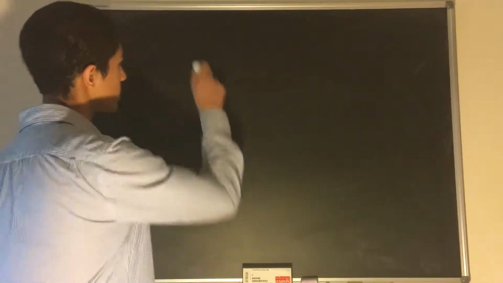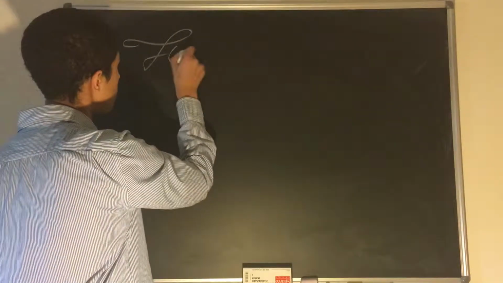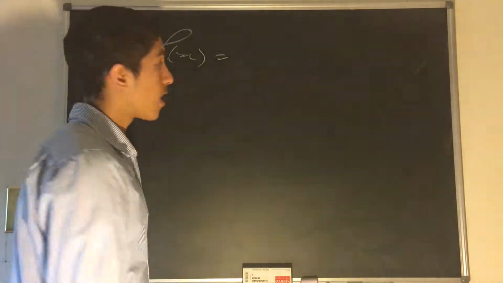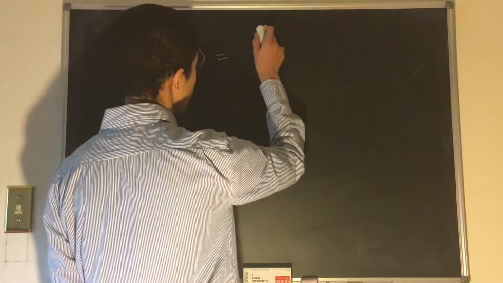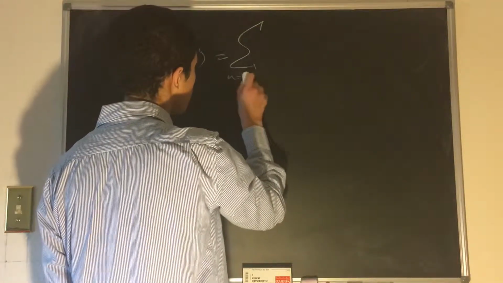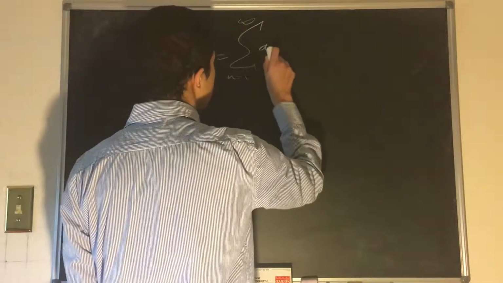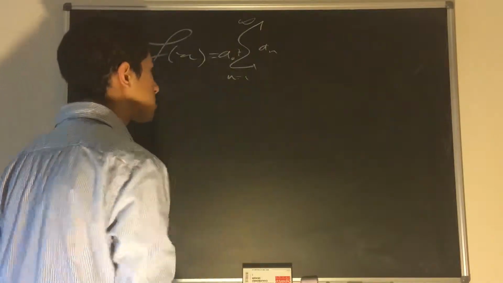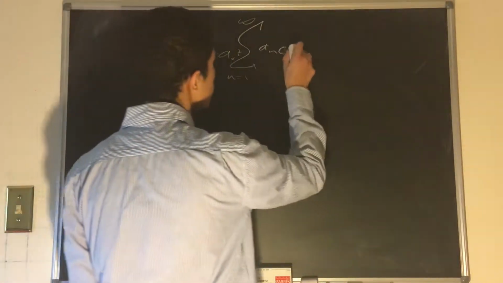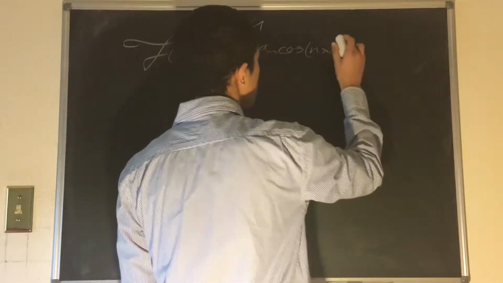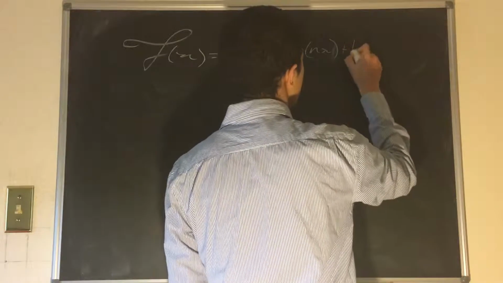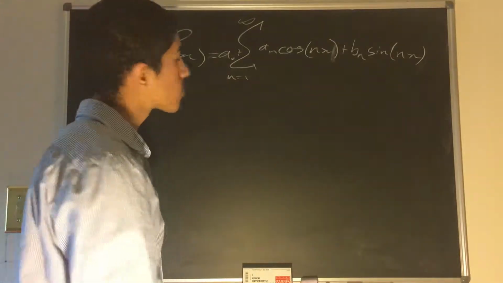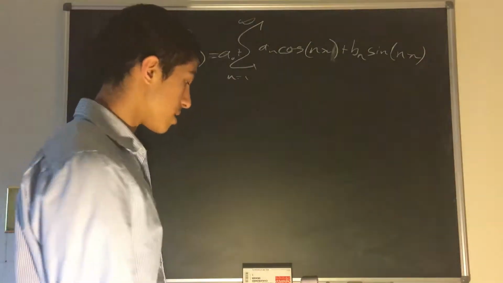So let's recall the Fourier series is defined as f of x is equal to the Fourier series, which is an approximation using trigonometric functions, or a sum of trigonometric functions, equal to a sub 0 plus sigma n equals 1 to infinity of a sub n cosine nx plus b sub n times sine nx. And so far we've determined a sub 0 and a sub n.